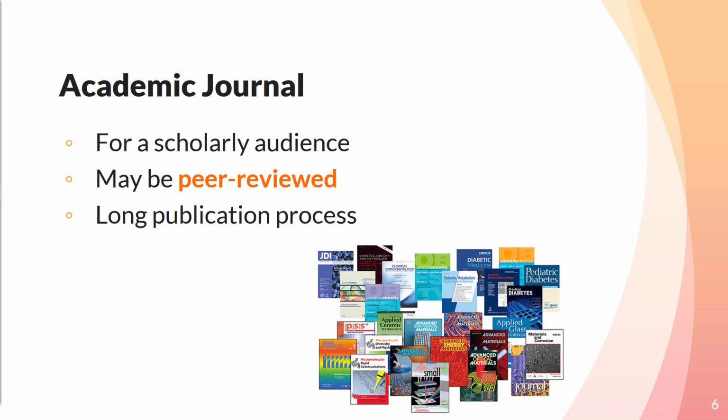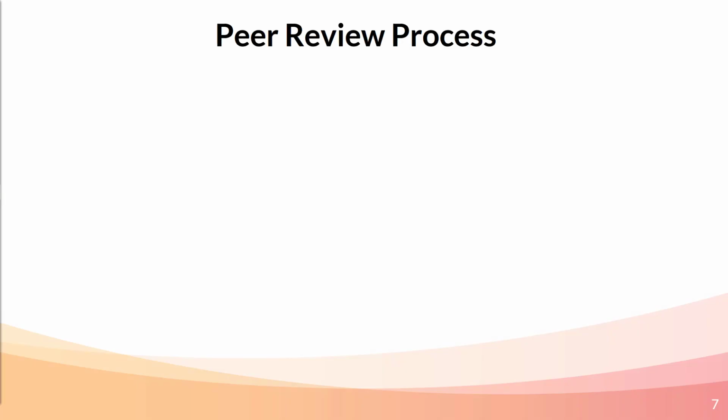The publication process for each article that gets included in a journal is fairly lengthy due to that peer review process. It typically takes many months or potentially multiple years to go from writing the article to having it appear in the published journal. So let's look at that peer review process. This is the process that many articles go through to get published in an academic journal.